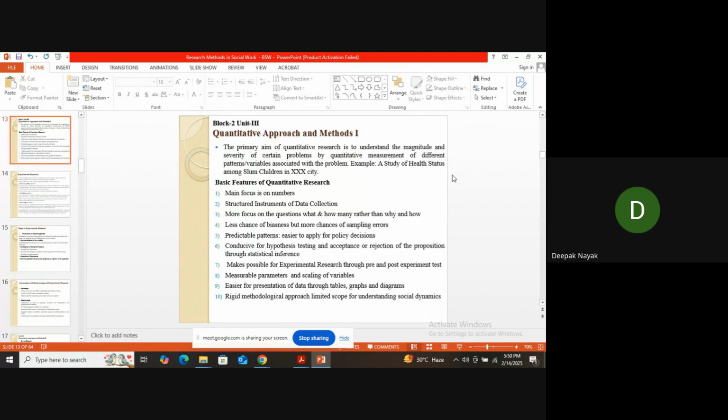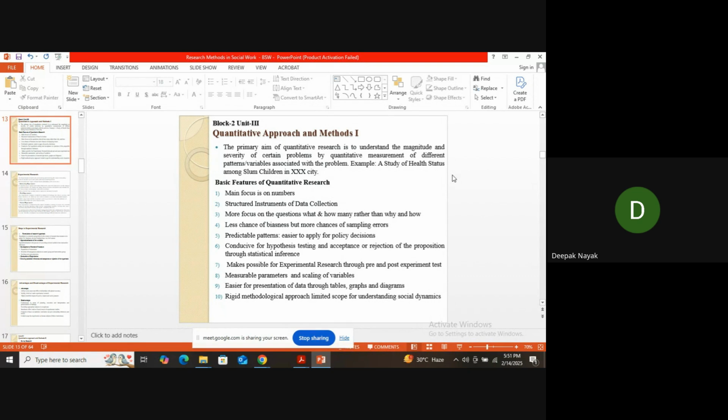Number two, it has another feature: it follows structured instruments for data collection. It follows very structured instruments. The hypothesis and the research question are completely structured prior to conducting the research. Then the tools of data collection are well designed, and they don't have much flexibility while collecting your data.